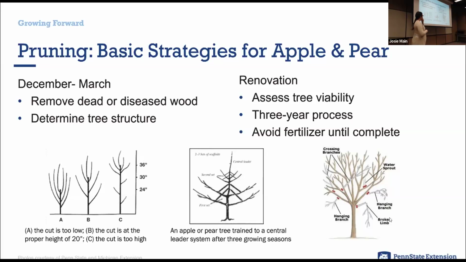So I would keep an eye on it, and I would probably not give it any nitrogen until it rebounds a little bit, because you don't want to just take off with the vegetative growth and end up with weak branches.